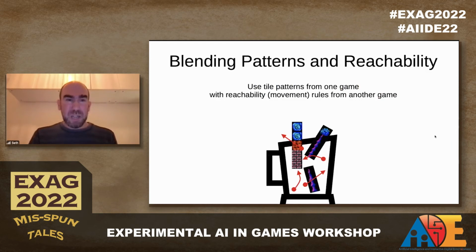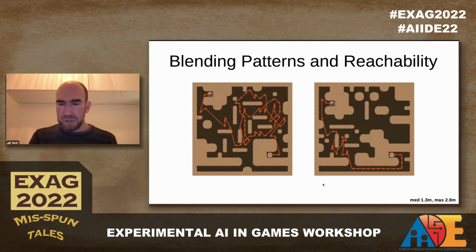Another type of blending that we looked at was blending patterns. So the tile patterns that are learned from one game with the reachability rules, essentially how the character can move, from another game. Just a few examples of that.